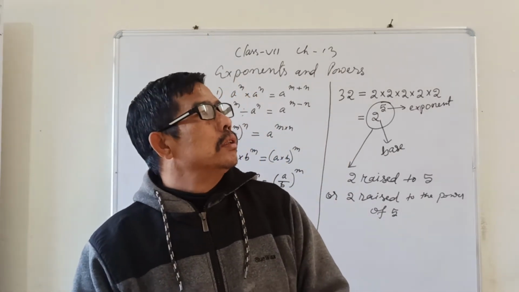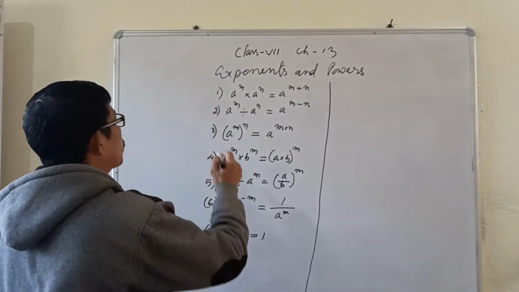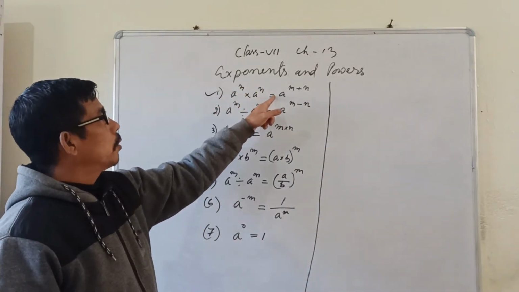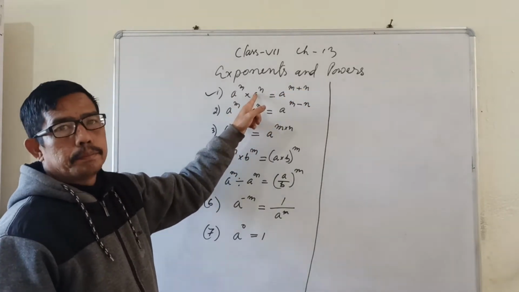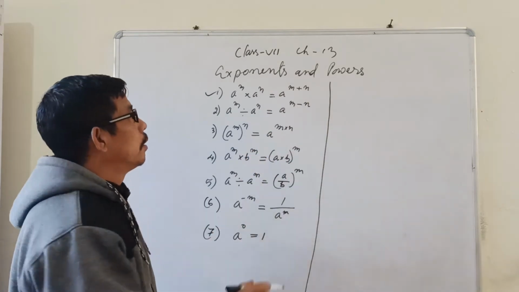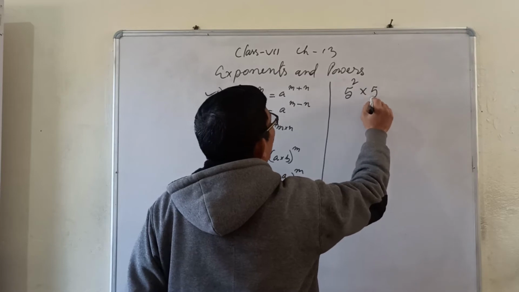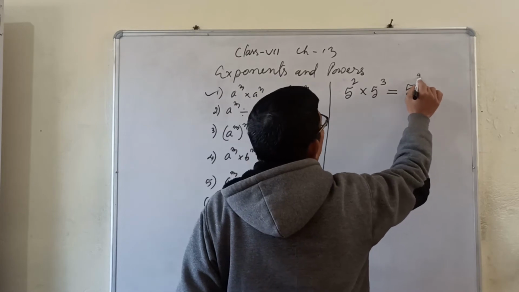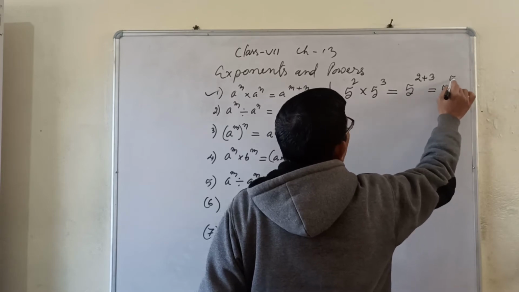Now let's come to the laws of exponents. The first law of exponents, that is a raised m into a raised n is equal to a raised m plus n. That means if the bases are same, in the case of multiplication, there will be addition of the exponents. For example, 5 square into 5 cube, this is equal to 5 raised 2 plus 3, that is 5 raised 5.